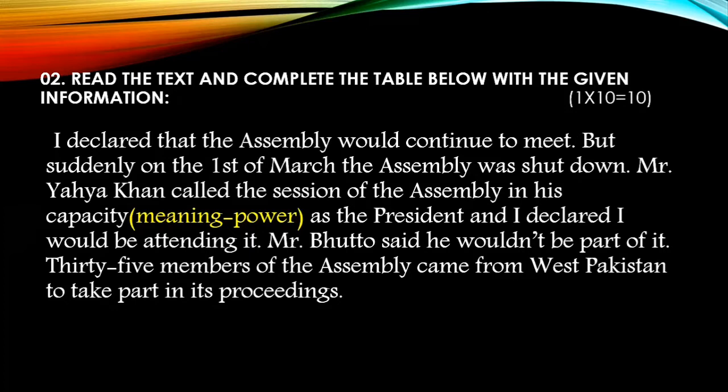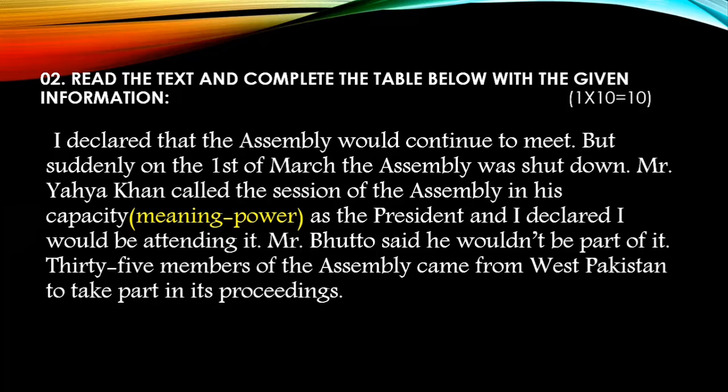I declared that the assembly would continue to meet. Here I forgot to tell you, this passage has been taken from Unit 1 of the EFT book. There is a historic speech by Bangabandhu Sheikh Mujibur Rahman. From that lesson, this passage has been taken.